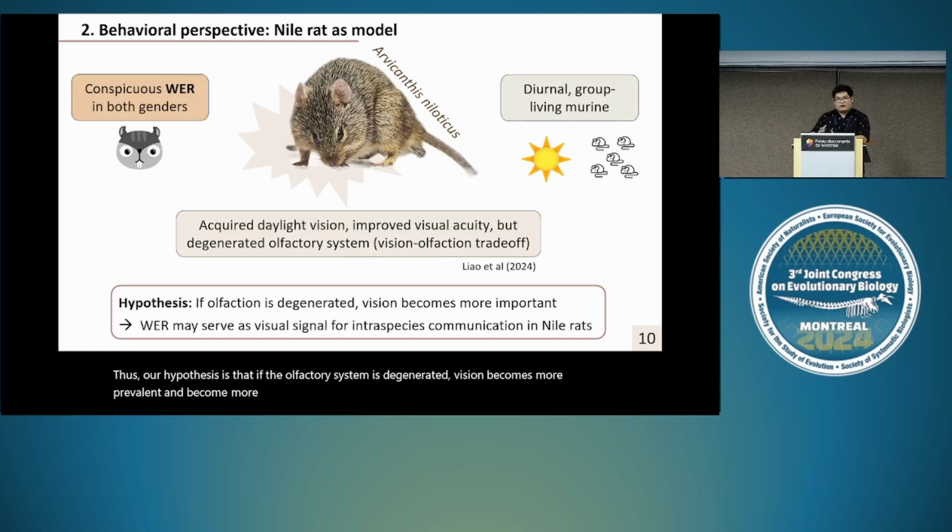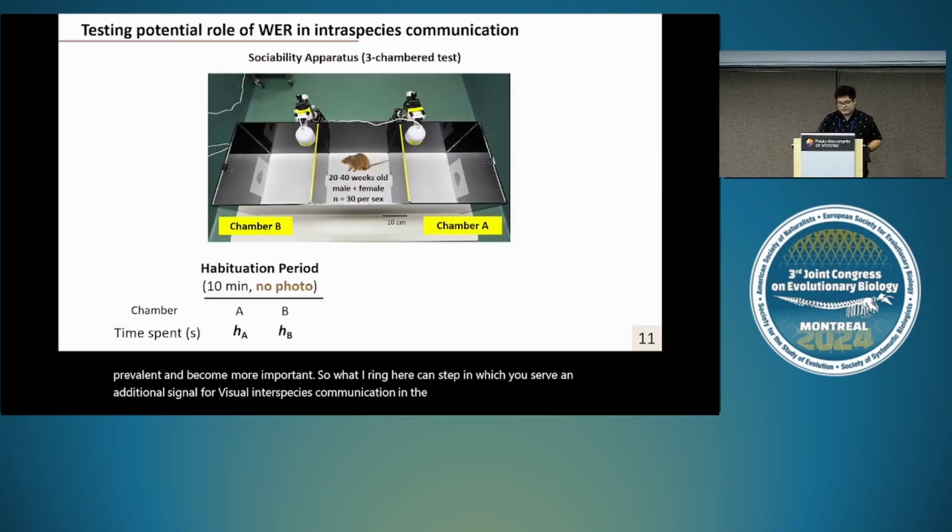So the white eye ring here can serve as an additional signal for visual interspecies communication in the Nile rats. To test this hypothesis, we adopted the 3-chamber sociability test. The apparatus is divided into 3 parts: the central chamber, chamber A, and chamber B.